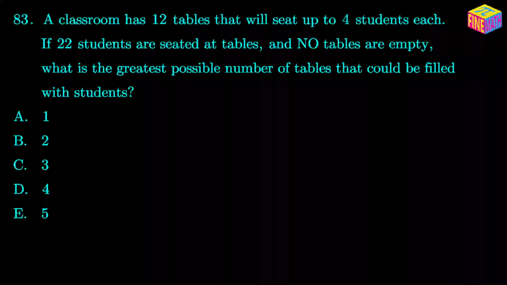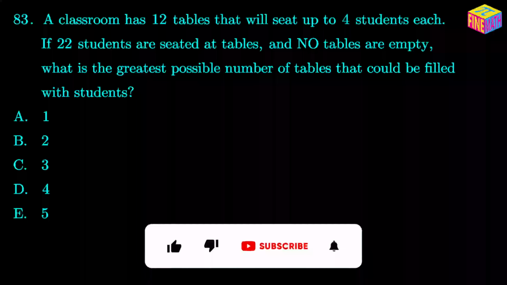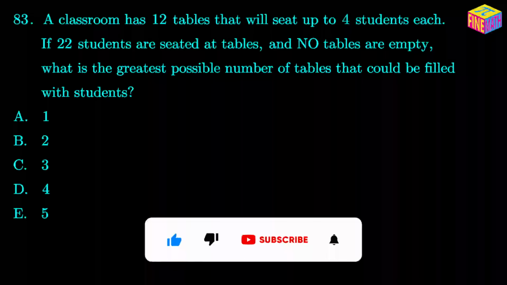So let's get started. Here the question says, a classroom has 12 tables that will sit up to 4 students each. If 22 students are seated at tables and no tables are empty, what is the greatest possible number of tables that could be filled with students?